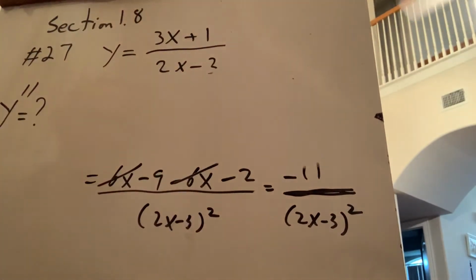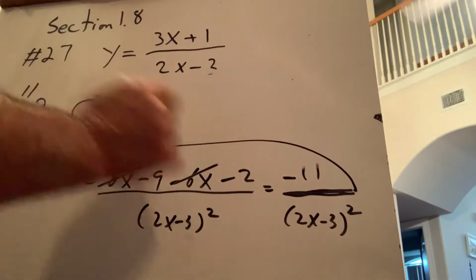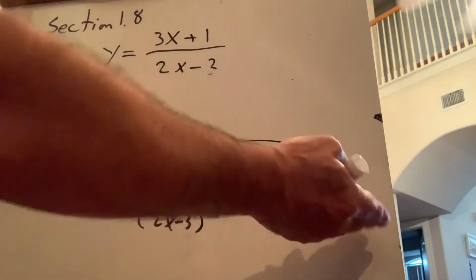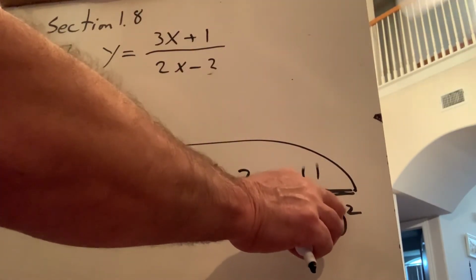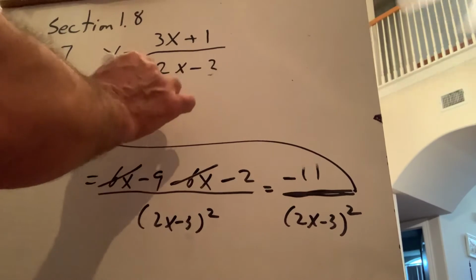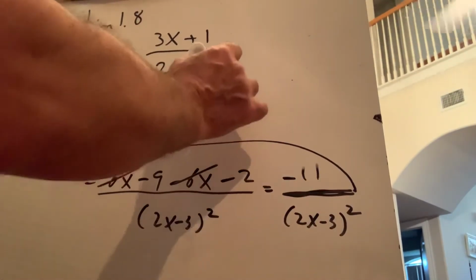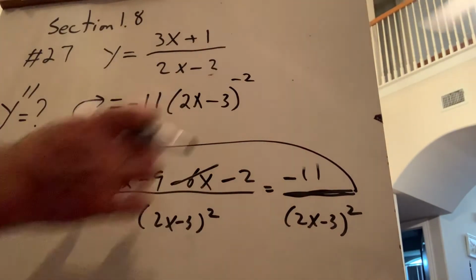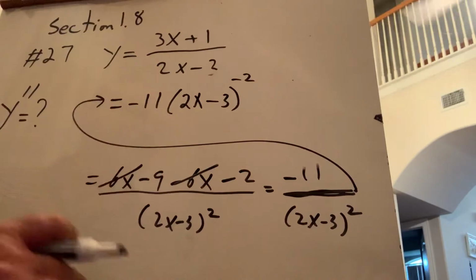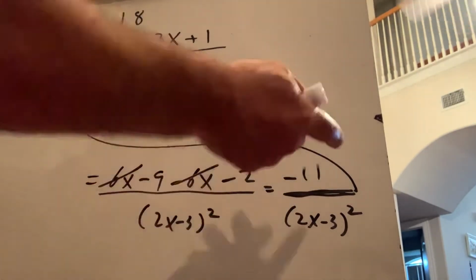So I'm going to rewrite that. Here's what I'm going to do. I'm going to move the 2x minus 3 upstairs, which means I'm going to change the sign of 2 to negative, and then you still have negative 11 in front. So you can rewrite the same exact expression, with a little bit of algebra, as negative 11 times 2x minus 3 to the power negative 2. What you've done is saved yourself some headache, because now you don't have to apply the quotient rule, which is a little more involved.